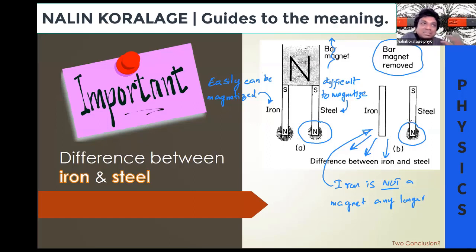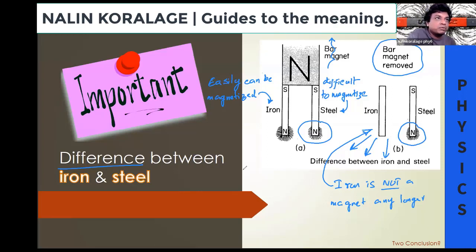So another important difference between steel and iron is that once magnetized, the magnetism lasts long in steel. Iron might lose its magnetism very easily, but steel does not. Steel is going to retain its magnetism for longer time periods. So that's the difference between iron and steel. Now again, I want you to remember, steel is also a form of iron. You can better say this way: steel is a developed version of iron.